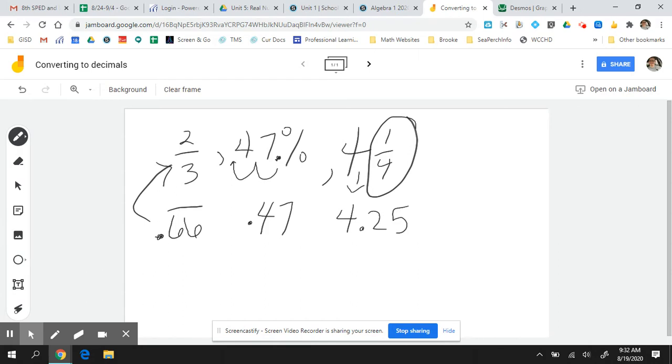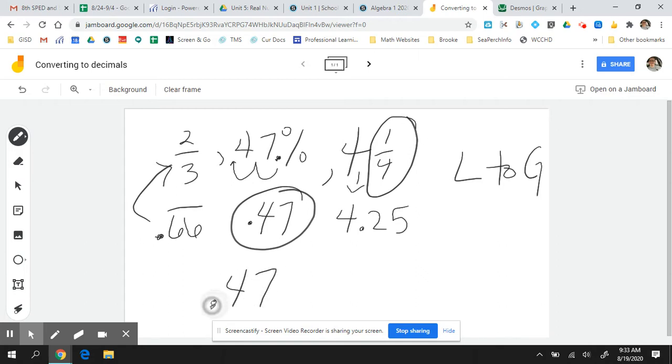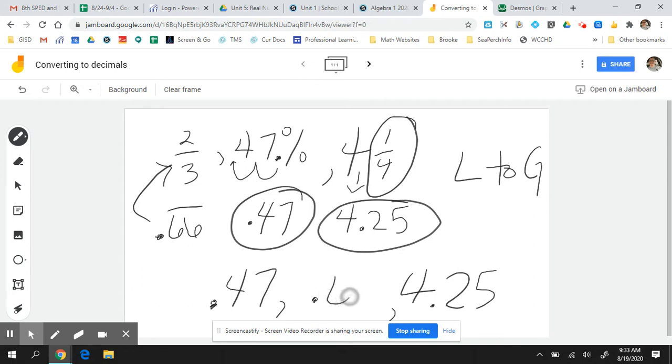And now I could order them. What if I wanted to order them least to greatest? I know I didn't write down all that, but if we want to order them least to greatest, then definitely 0.47 would be the smallest. The biggest one would definitely be this guy. And then in between, we have the only option left, 0.66.